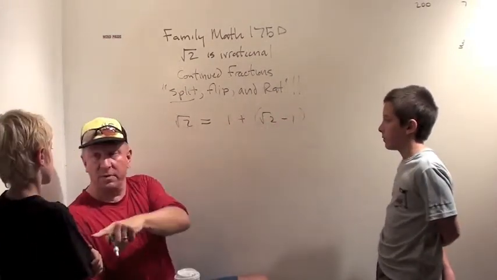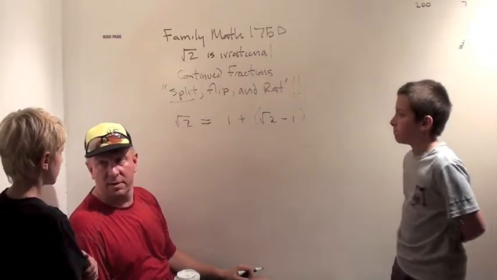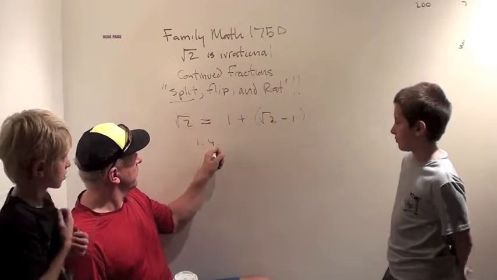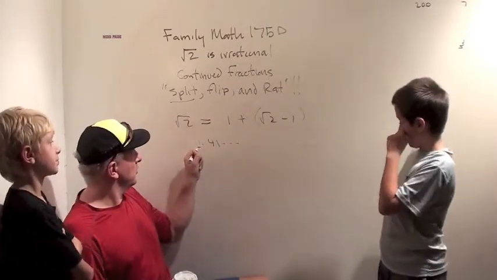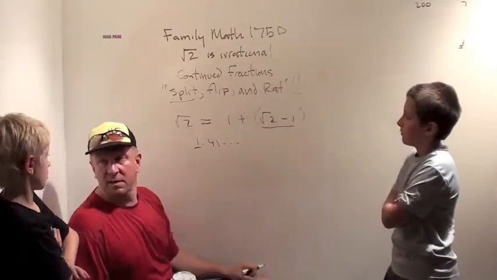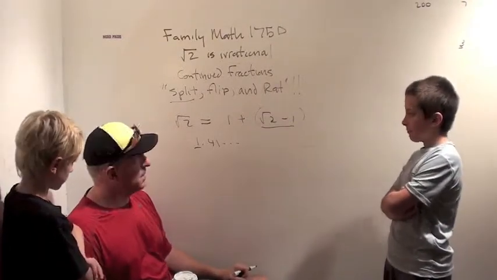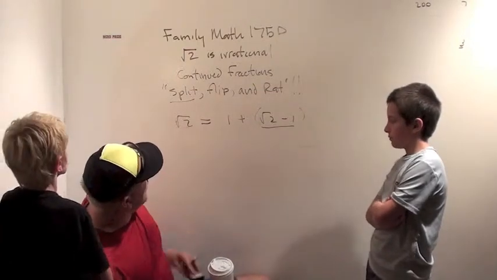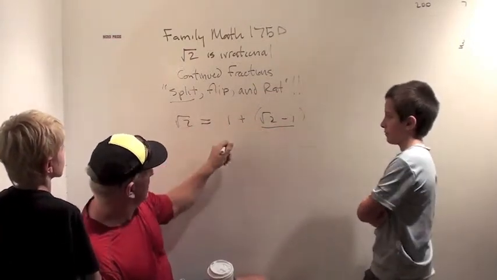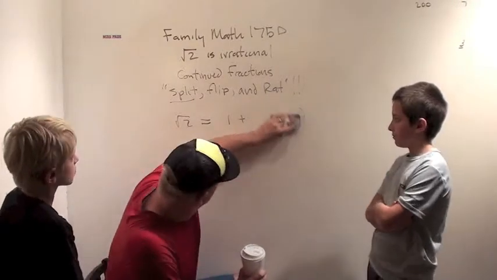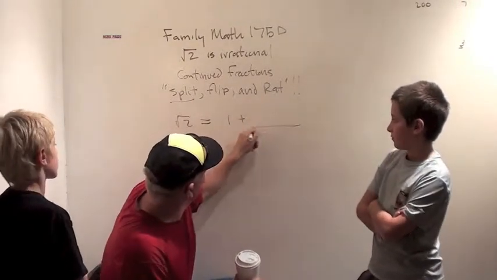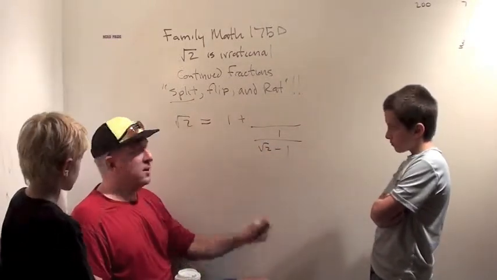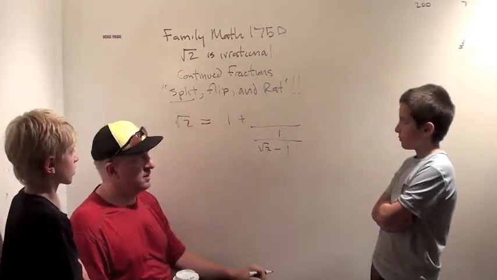Do you see why this side adds up to the square root of 2? Do you remember the square root of 2 was about 1.41 something? So it's an integer, 1, plus the non-integer part. Okay, that's a little tricky to see. Now I do the same thing. I flip this, so I get 1 plus 1 over the square root of 2 minus 1.